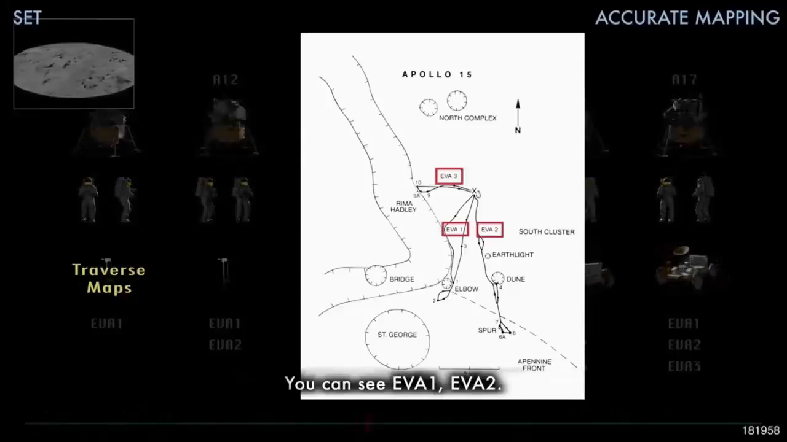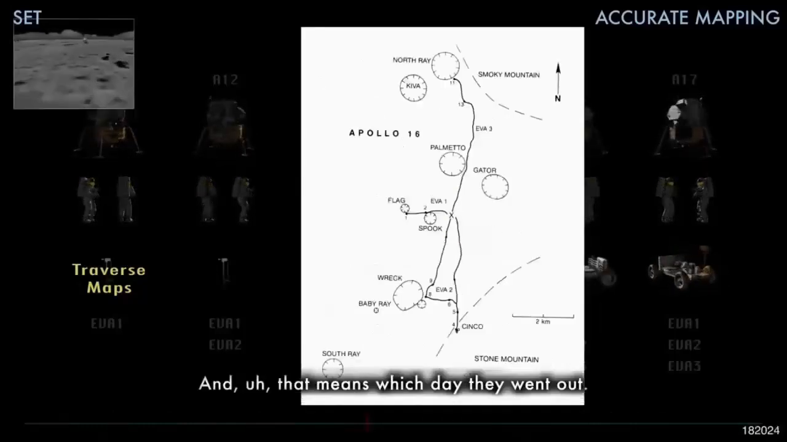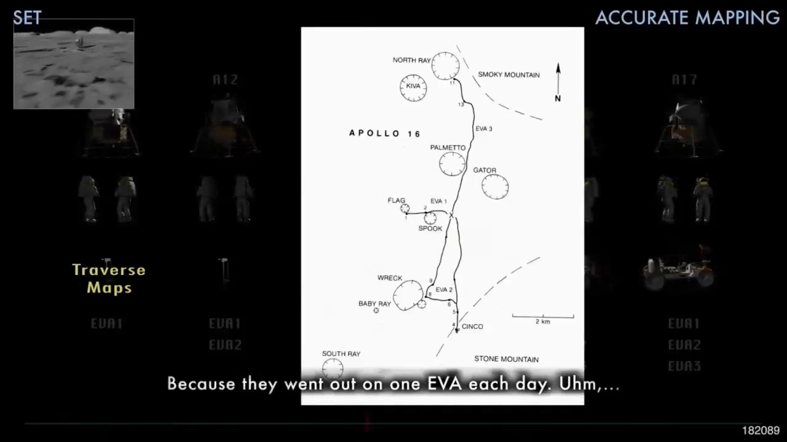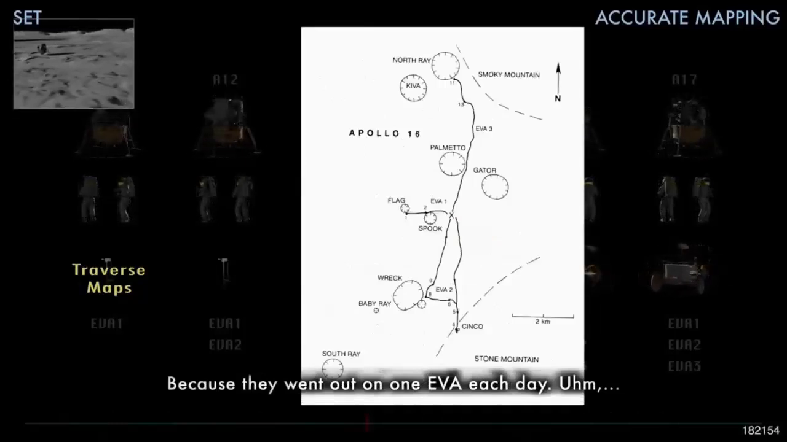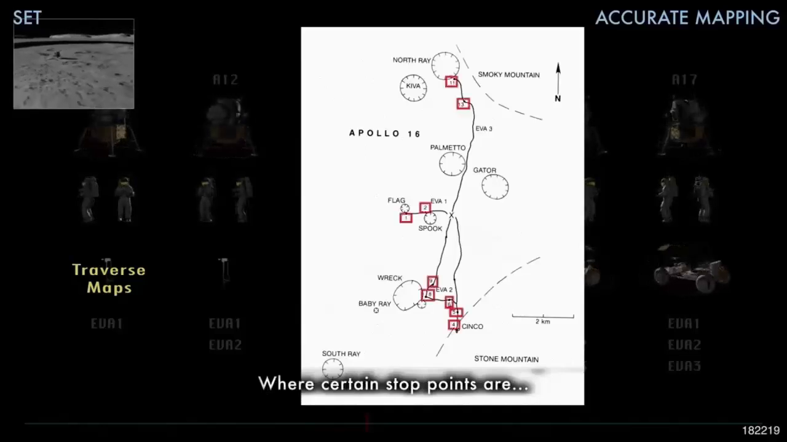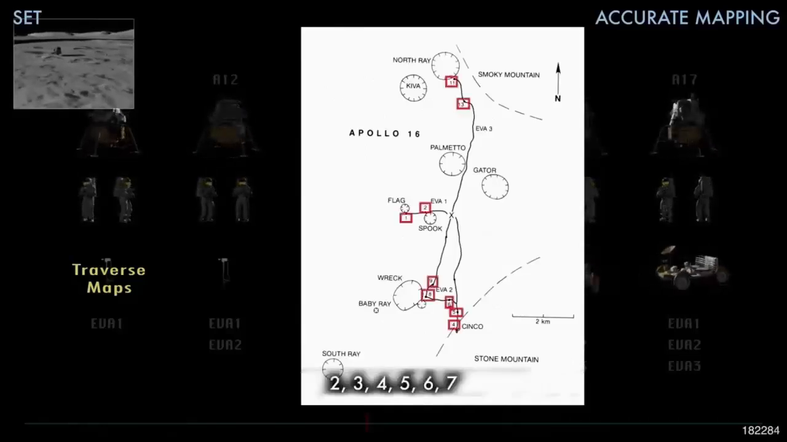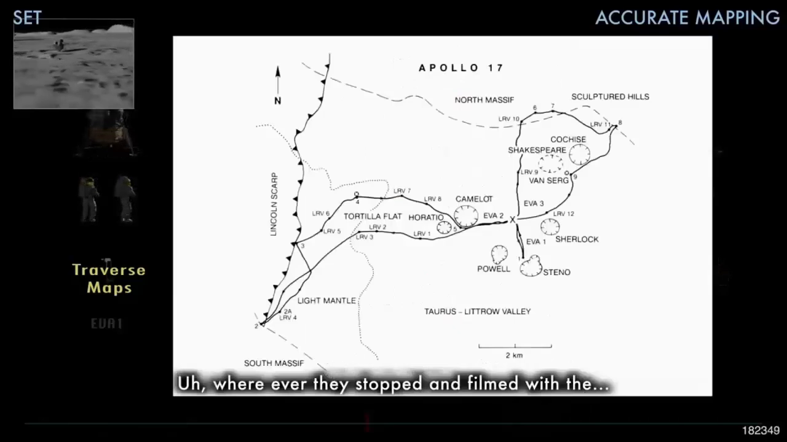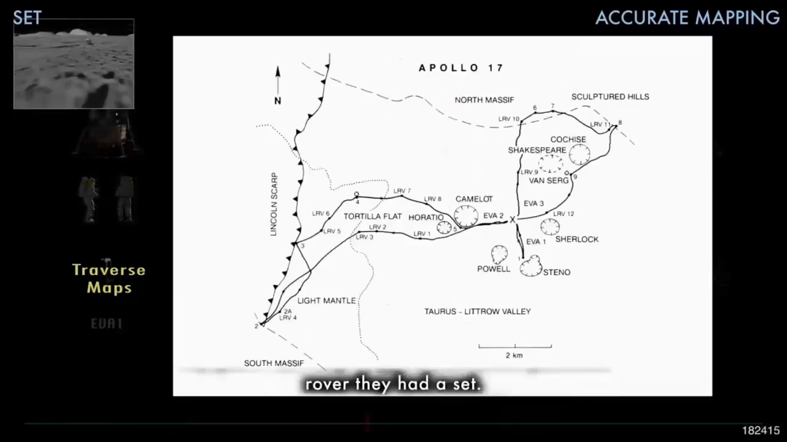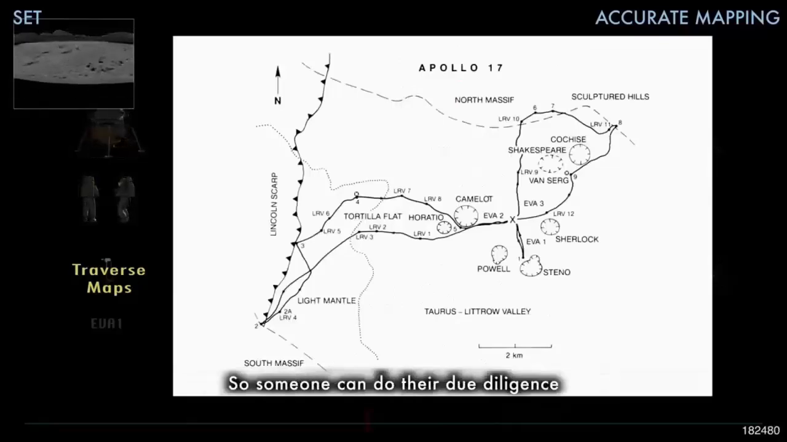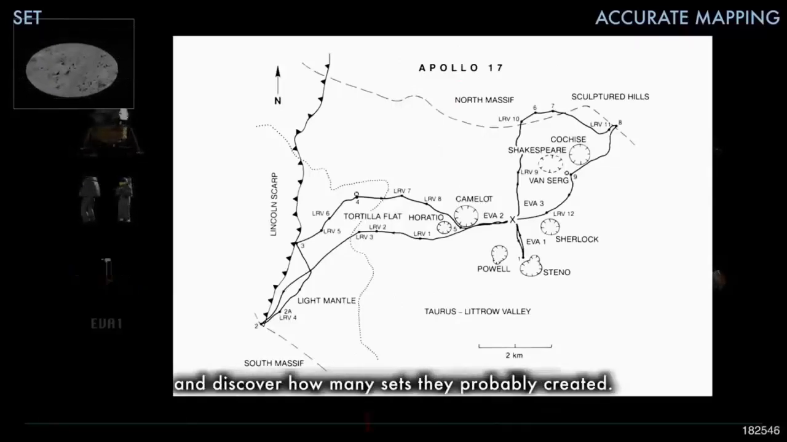You can see EVA 1, EVA 2, that means which day they went out, because they went out on one EVA each day. Where certain stop points are, 2, 3, 4, 5, 6, and 7, where they had stopped and filmed with the rover, they had a set. So someone can do their due diligence and discover how many sets they probably created.